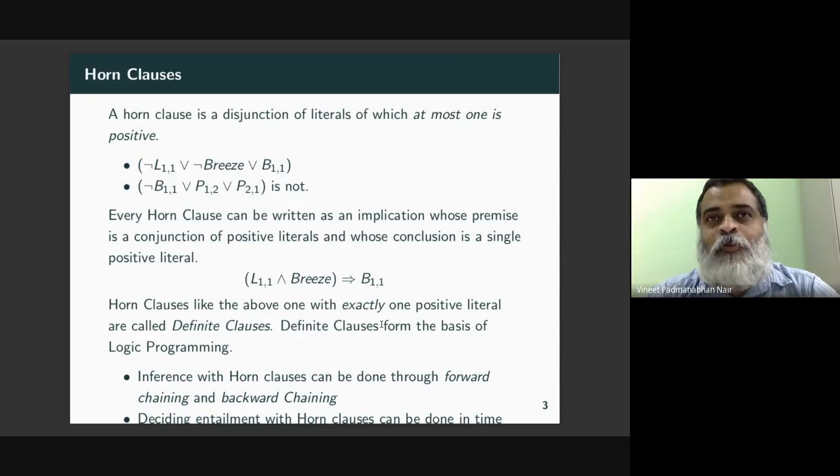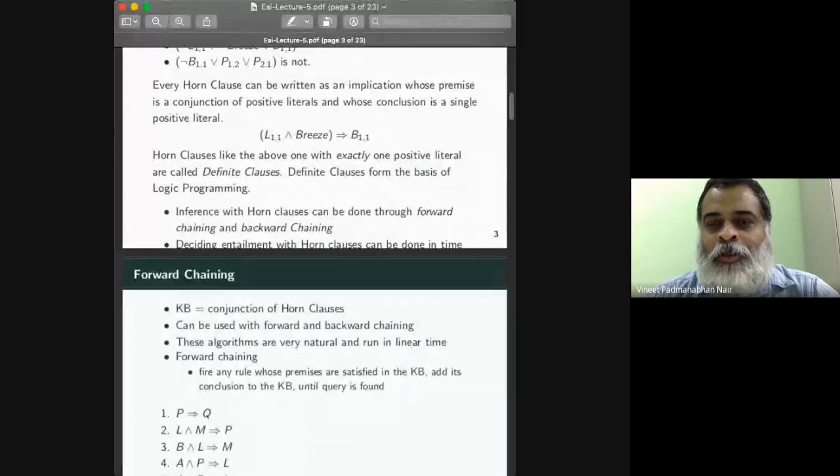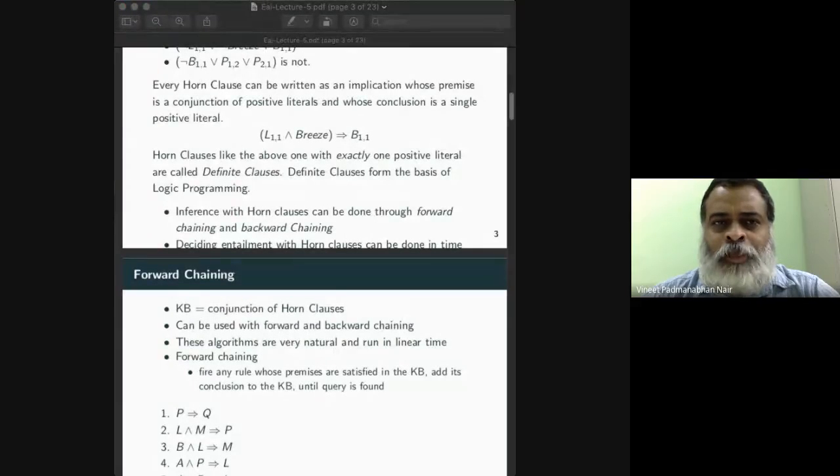So the logic programming language which you will be seeing for your practicals is called Prolog, and Prolog uses a lot of definite clauses, or only definite clauses, and that is why we are learning something called horn clauses. Now inference with horn clauses can be done through forward chaining and backward chaining. So there are two techniques which are available. One is called forward chaining and one is called backward chaining.